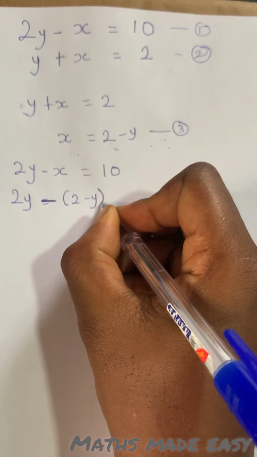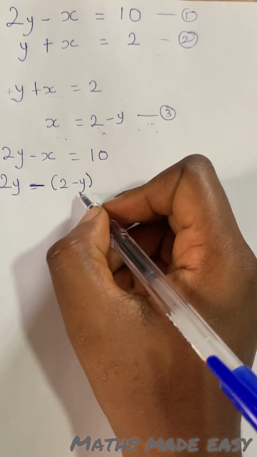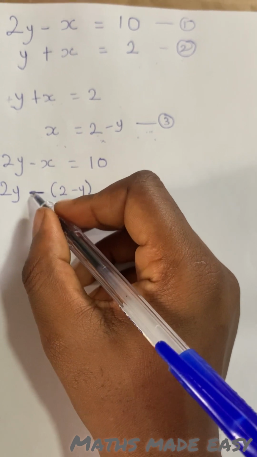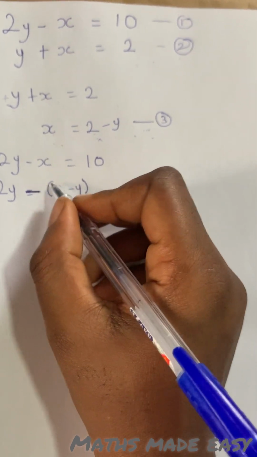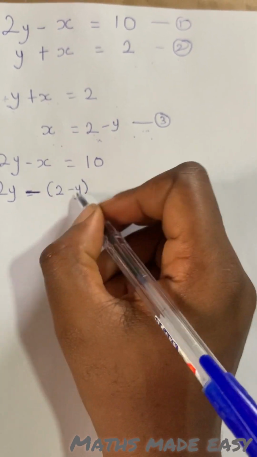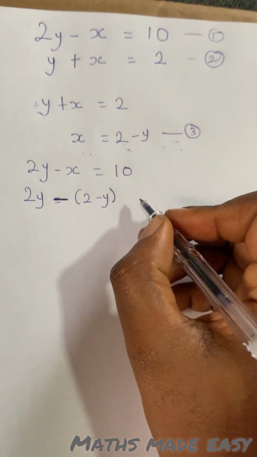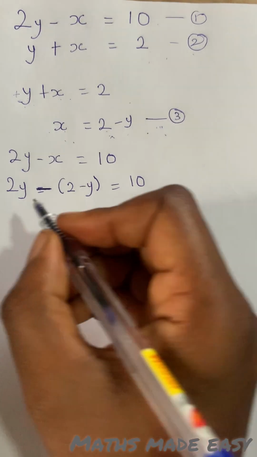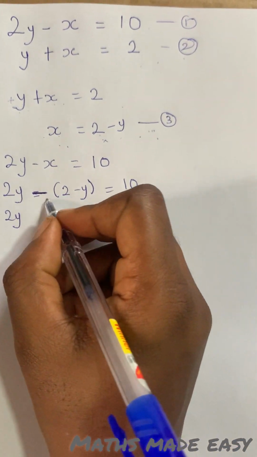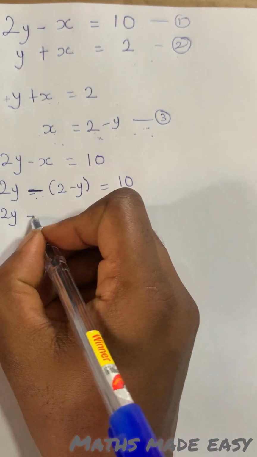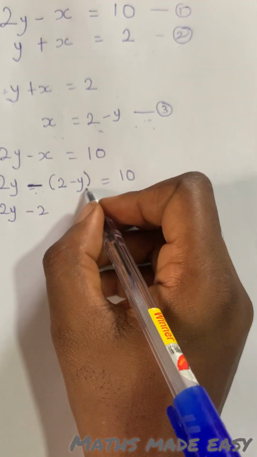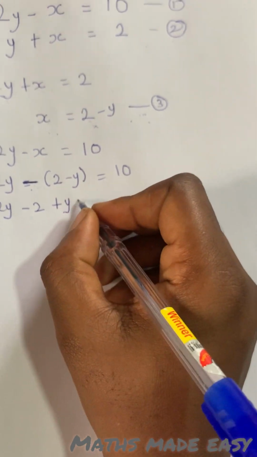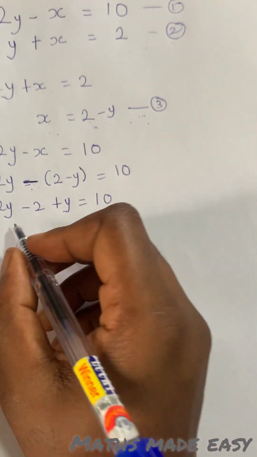Are you wondering why I'm writing a bracket? I'm writing a bracket so that we wouldn't make the mistake of just writing minus 2 minus y, so that you remember this minus applies to all the value for x. So this equals 10. The next thing we need to do is simplify. Here we have 2y minus 2. Minus times 2 is still minus 2. Minus times minus y, minus times minus is plus, then we have our y. So this equals 10.